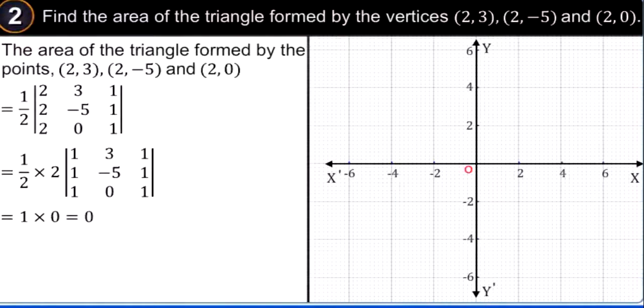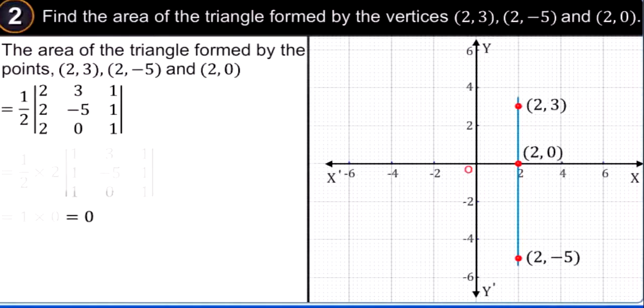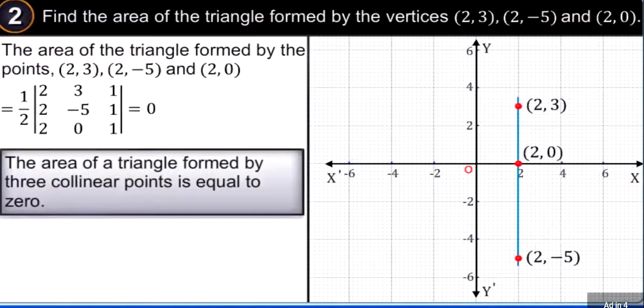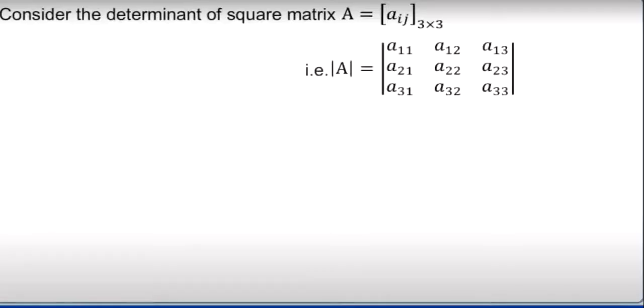It can be verified graphically also by plotting these points. Observe that no triangle is formed with the given points, and hence the area is equal to 0. This leads us to the result that the area of a triangle formed by 3 collinear points is equal to 0. Determinant of a 3 by 3 square matrix.